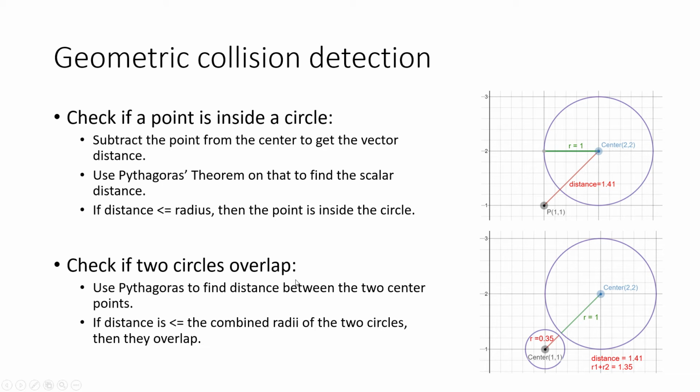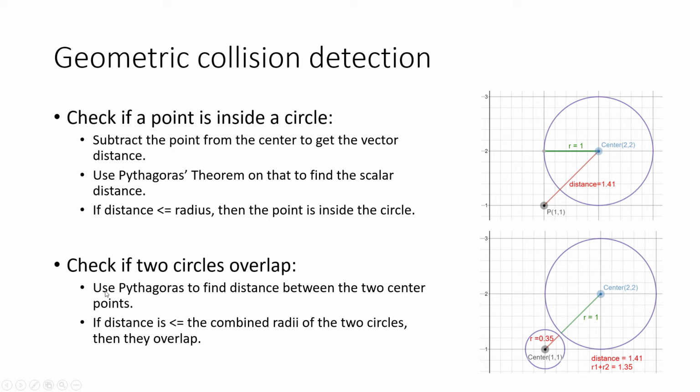To check if two circles overlap, we use Pythagoras to find the distance between the two centers. So it's much the same idea, but that point is the center of the second circle. And again, the distance in this case is 1.41. And the radius of the two circles, well, the radius of the larger circle is 1, and the radius of the smaller circle is 0.35. So add those two together, you get 1.35. It's less than the distance between the two centers, so the two things don't overlap.